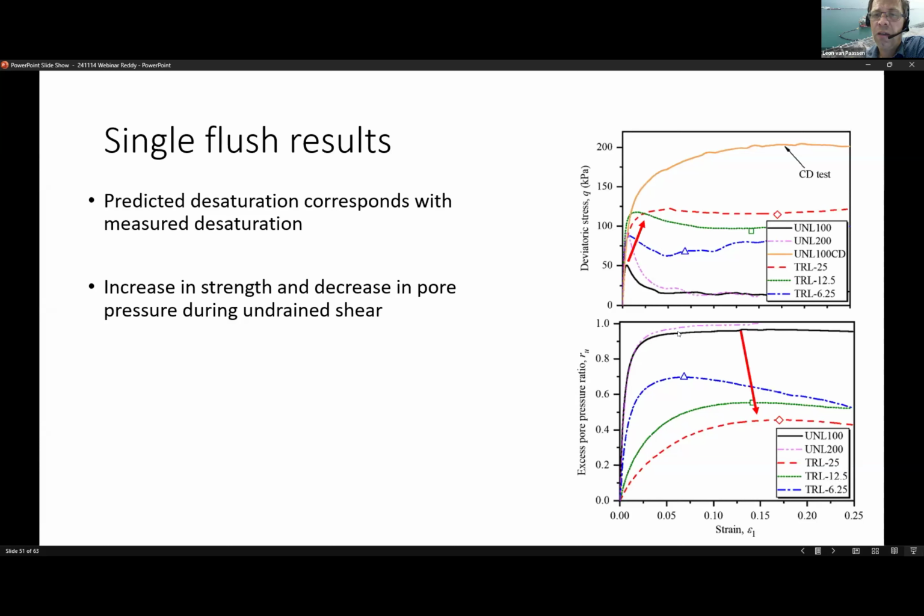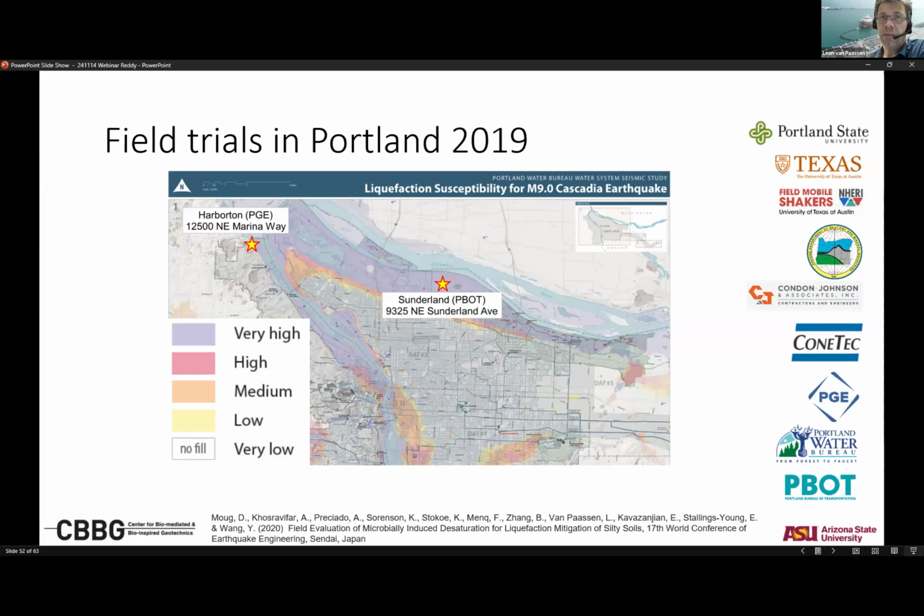So we've done lab tests, and then the next question was, can we also demonstrate this in the field? At that moment, we found some colleagues at Portland State University. They managed to get a grant, and then we collaborated with them to try to find a demonstration site for this desaturation, for this microbially induced desaturation.